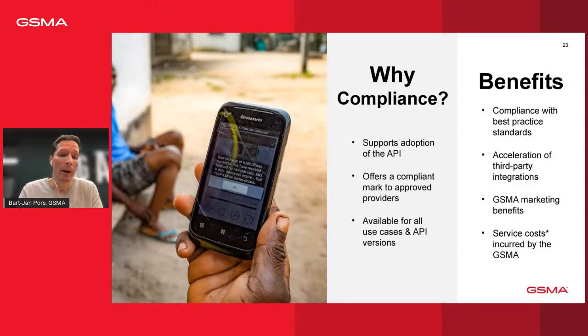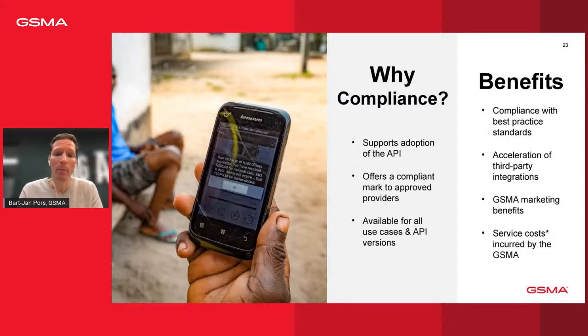So the question you may ask yourself is actually, why compliance? If I take the specification and build my solution according to it, isn't that sufficient? Well, in principle, it is, of course, because the specification is open source and freely available for anyone to make use of to their needs.